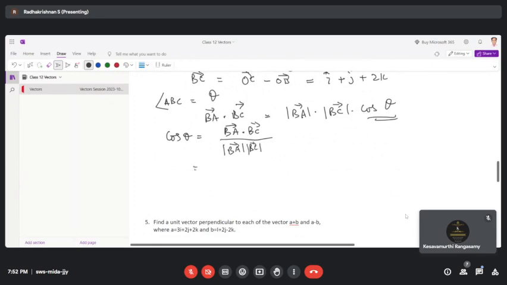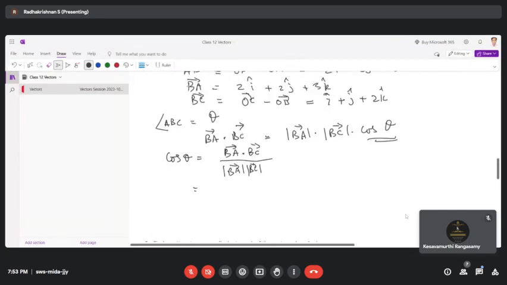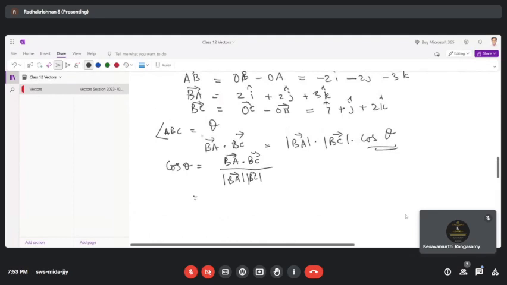Now we know the vector BA and vector BC. So what is BA dot BC? It is simply a1 b1 plus a2 b2 plus a3 b3, that is the dot product. So what does it come to? 2 plus 2 plus 6. That is your BA dot BC. And what is the magnitude of BA?